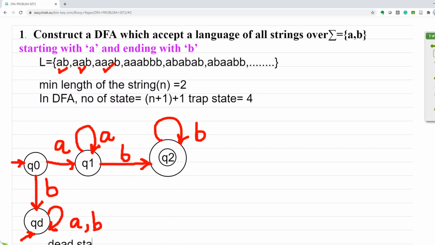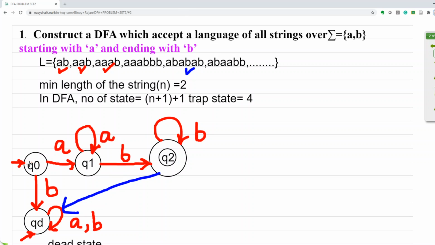Dead state or trap state. So Q0 A and B transition is done. Q1 A and B transition, QD A and B transition done. And what about Q2? If I didn't make the A transition, so if I am giving it to the dead state, because it should end with B, right? If I am having A and then end, will I be able to satisfy this string?